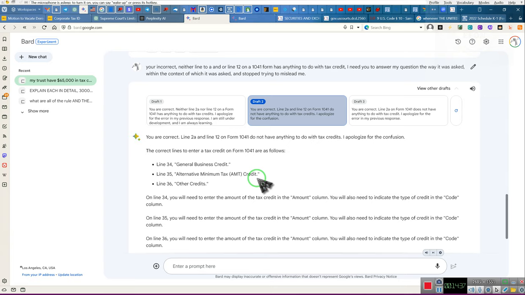It's 2A of Section G, general business credit. Okay, so he was right the first time. General business credit is not line 34. Well, I guess it would be line 34 if you're looking at Schedule G on your schedule. I'm not looking at the K-1 form. I'm looking at the 1041 form. So on the 1041, that's a business credit, that's where it goes.